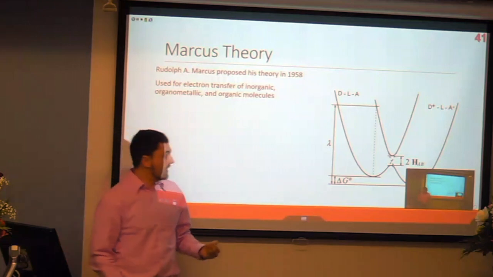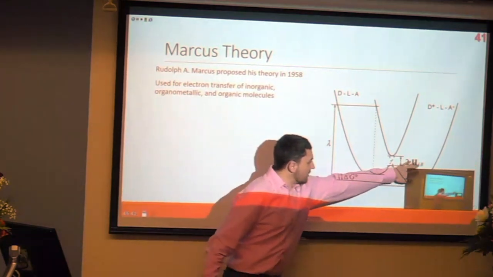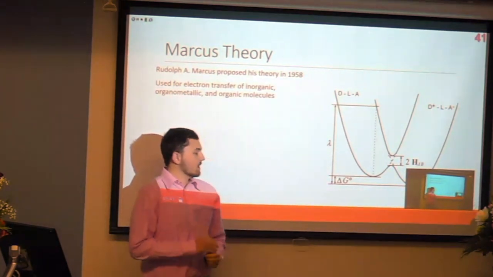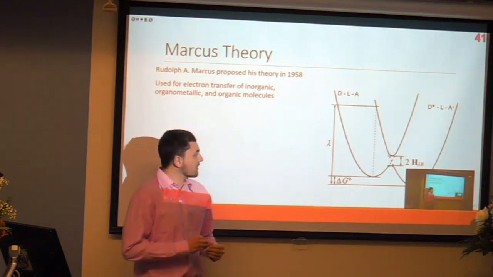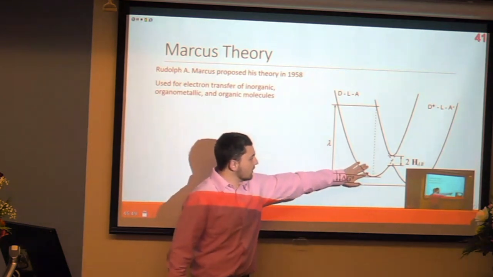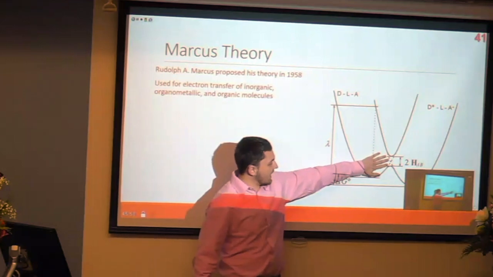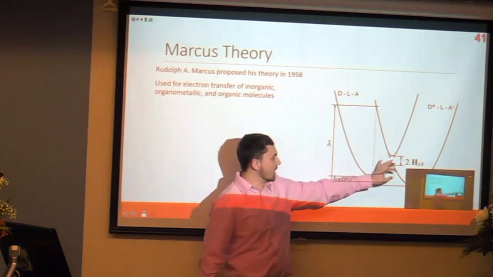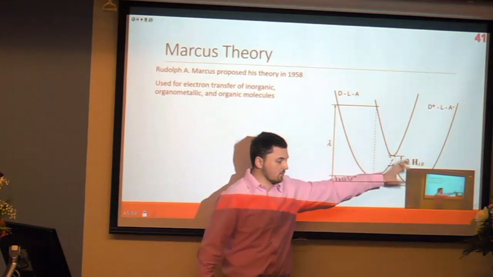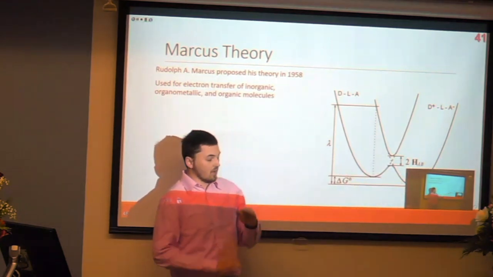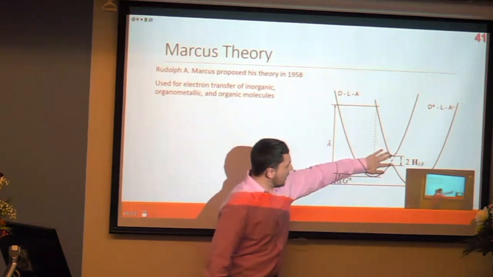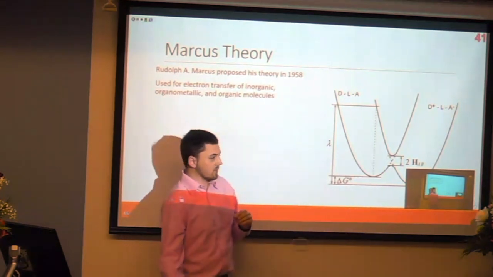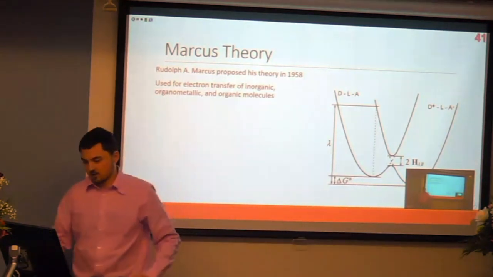This gap, the HAB or 2HAB, is called, I'm trying to remember the word. But what it means is the smaller this gap is, the less likely that the electron would stick to the lower potential. But the wider the gap becomes, the easier it is for the lower potential electron to jump back to the higher potential.